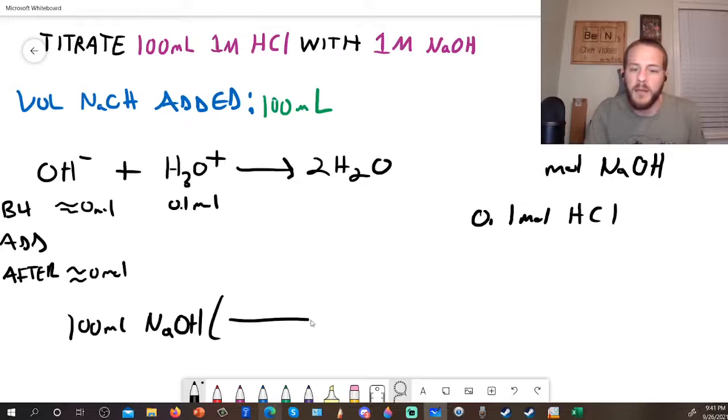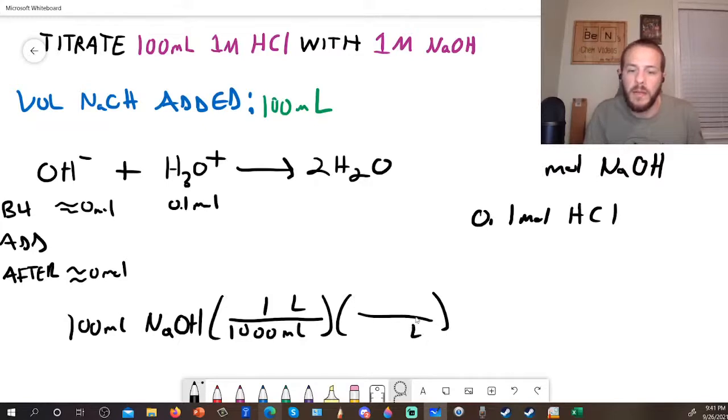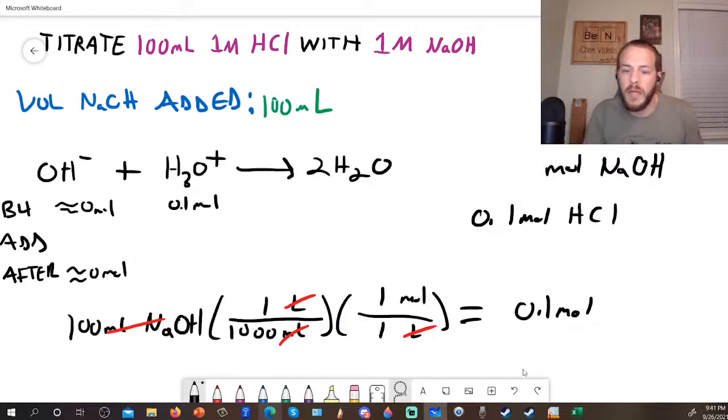We're going to convert that into liters, of course. Milliliters on the bottom, liters on the top. There are 1,000 milliliters in 1 liter. Then we can convert that into moles using molarity. Liters on the bottom, moles on the top. 1 mole per liter. That's what a 1 molar solution means. Milliliters cancel, liters cancel. And so we have 100 divided by 1,000, and that's 0.1 moles of NaOH.